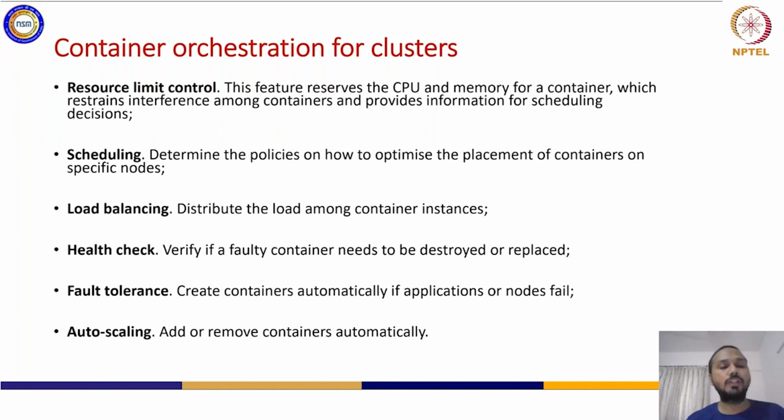You need to do a certain amount of health checking, like if there is any problem or a faulty container that needs to be destroyed or replaced. What about fault tolerance, right? You can create containers automatically if a particular node fails. Even if one particular node of Google fails when you do a search, it doesn't mean that the whole network is down, right? You will still be able to do your search.